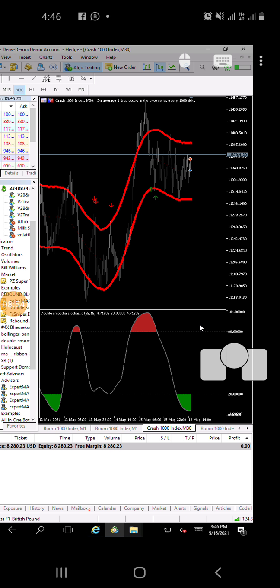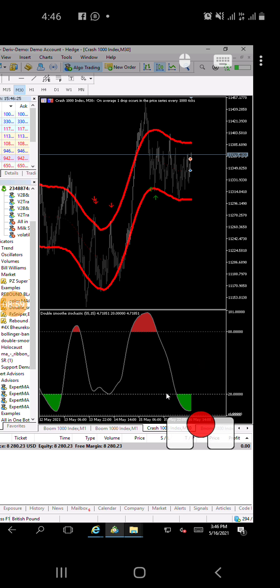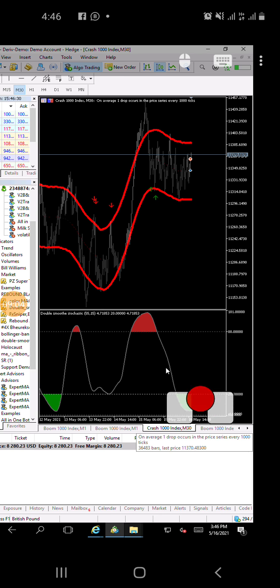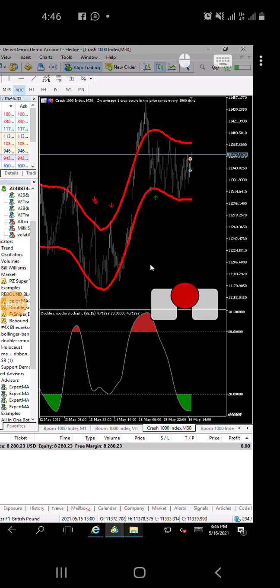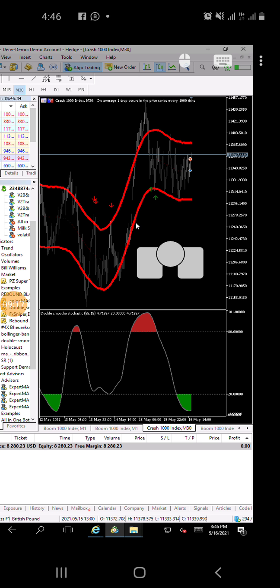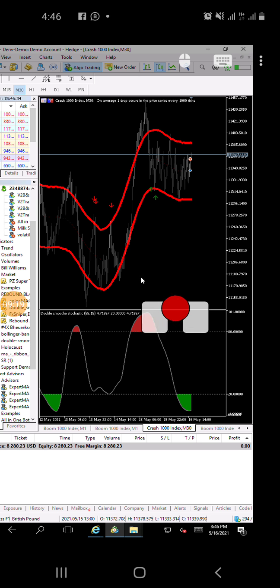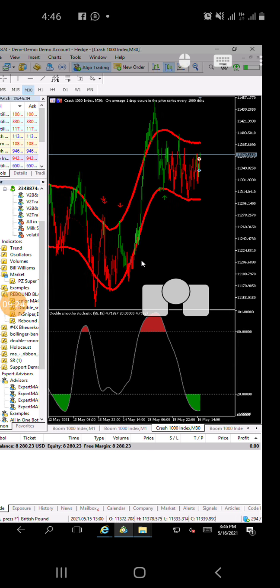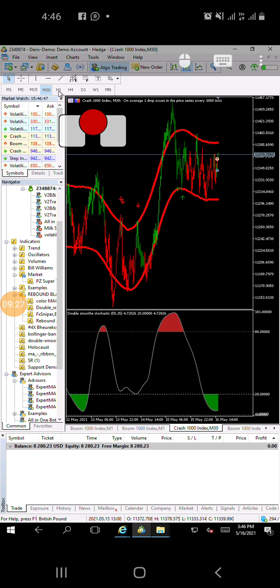When you turn it on, you have nothing to do there. For example, you can see here, this is Crash 1000 in the 30 minutes, so the analysis is for the 30 minutes. You can use a 1 hour time frame, and you can also use the 30 minutes time frame. So let's assume that you use the 1 hour time frame. This is H1, you click on this H1, so 1 hour.